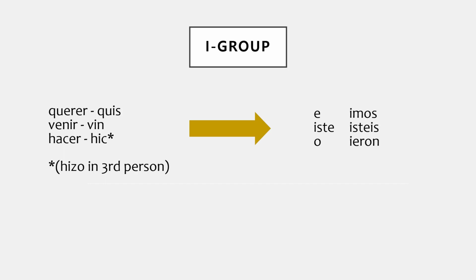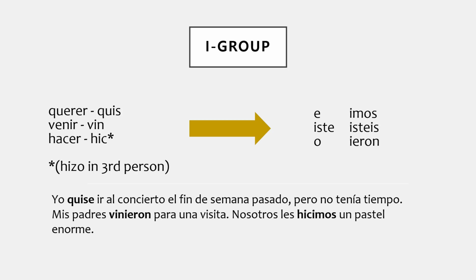Hacer does have one more change, but it's a spelling change. In the third person singular, él, ella, usted, this is a C changing to a Z, just to ensure that the same sound is being used. As you can see, these are distinctly preterite verbs. There is nothing present tense about them.